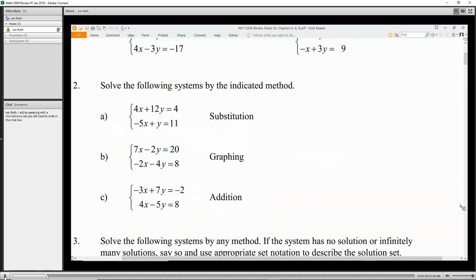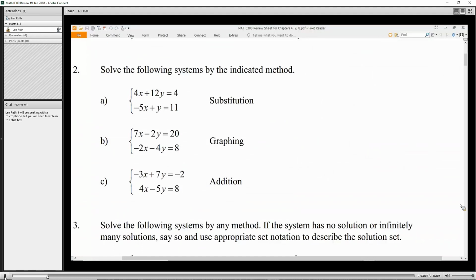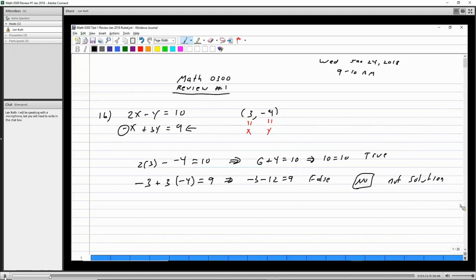For number 2, I'm going to do all 3 parts because all 3 parts are kind of important. We're going to solve by first substitution, then we'll use the graphical method, and then we'll use the addition. It's also called addition elimination method. So let's start with part A.